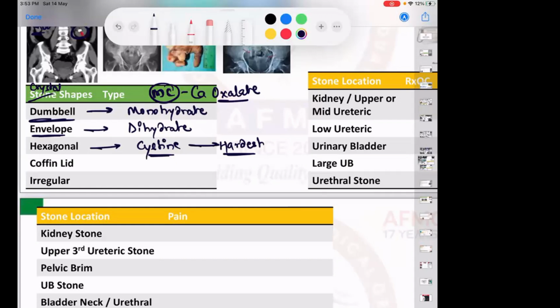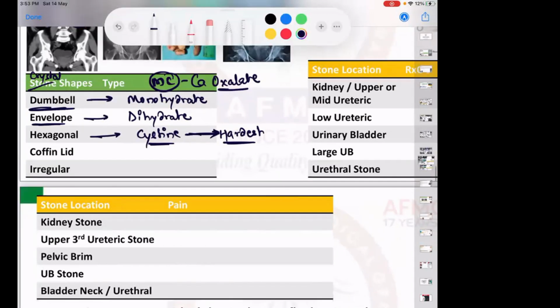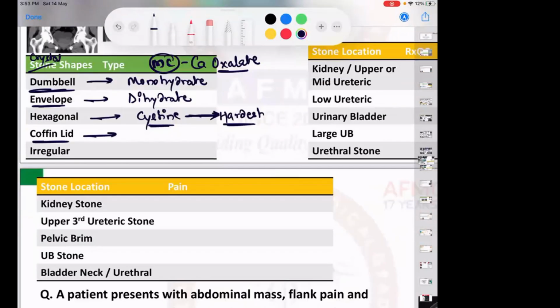Whereas coffin lid crystals are seen in, very good, struvite stones or triple phosphate stones. Coffin lid crystals are seen in struvite stones or triple phosphate stones. Struvite stones or triple phosphate stones have which type of crystals? Coffin lid crystals.